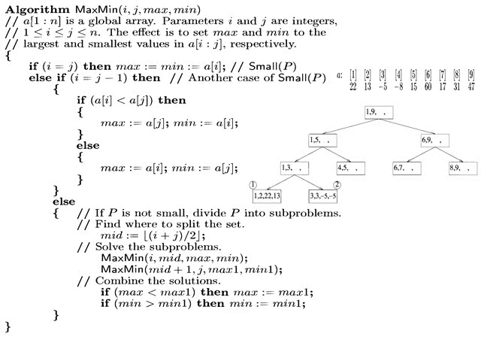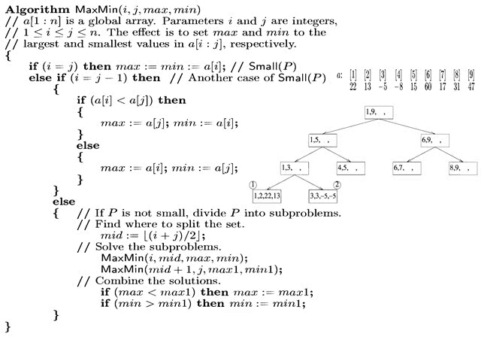Another case of Small(P) is if we have only two elements. That is if i is equal to j minus 1, for example i value is 3 and j value is 4, so j minus 1 is equal to 3. That means we have two values. When we have two values, it works like this: if a of i is less than a of j, that means a of i is minimum. So min is equal to a of i and max is equal to a of j.